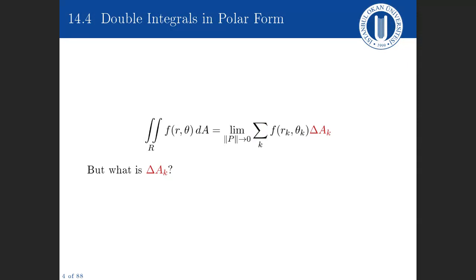After we've found that, we can set up our Riemann sum. We can take the limit as the norm of the partition goes to 0, and that will give us our double integral. But what is capital delta Ak, and therefore what is dA?